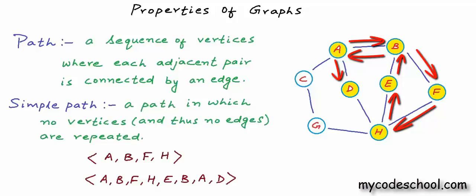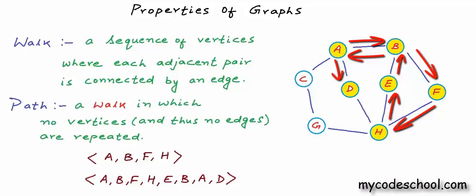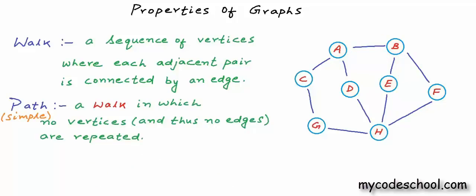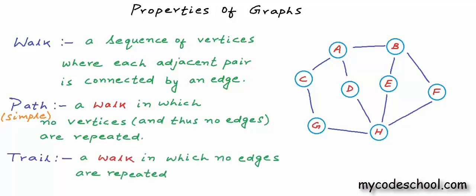In graph theory, there is some inconsistency in the use of this term path. Most of the time when we say path, we mean a simple path. And if repetition is possible, we use the term walk. So a path is basically a walk in which no vertices or edges are repeated. A walk is called a trail if vertices can be repeated but edges cannot be repeated. I'm highlighting a trail here in this example graph.